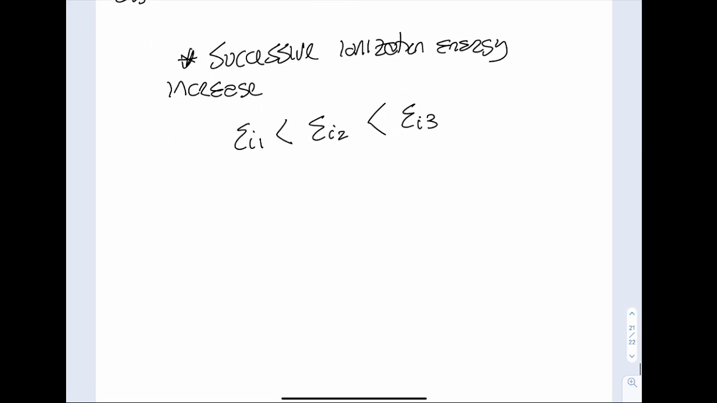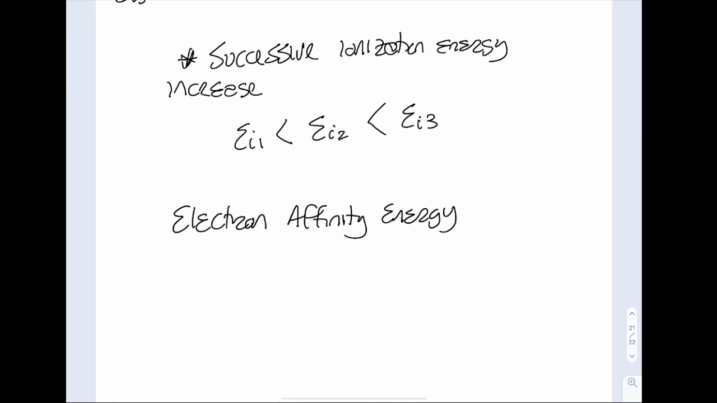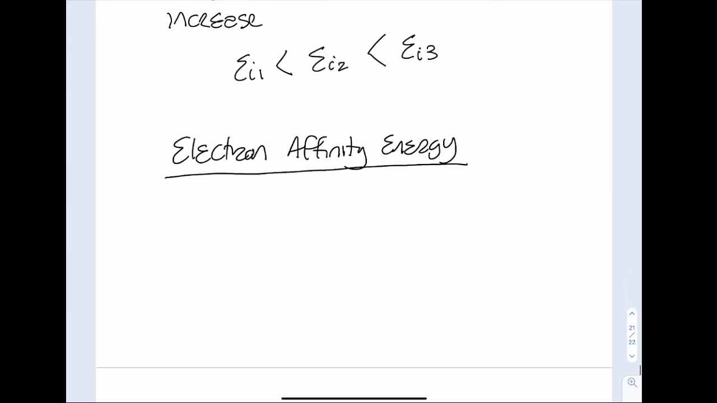I want to talk about electron affinity energy next. Be really careful to not get ionization energy and electron affinity energy mixed up. I will make a big deal comparing and contrasting them after I go through our definition here. Our abbreviation is a capital EA. I have seen it abbreviated as a capital E with a subscript EA, and I have seen it abbreviated as a capital EA. I tend to use this version though.